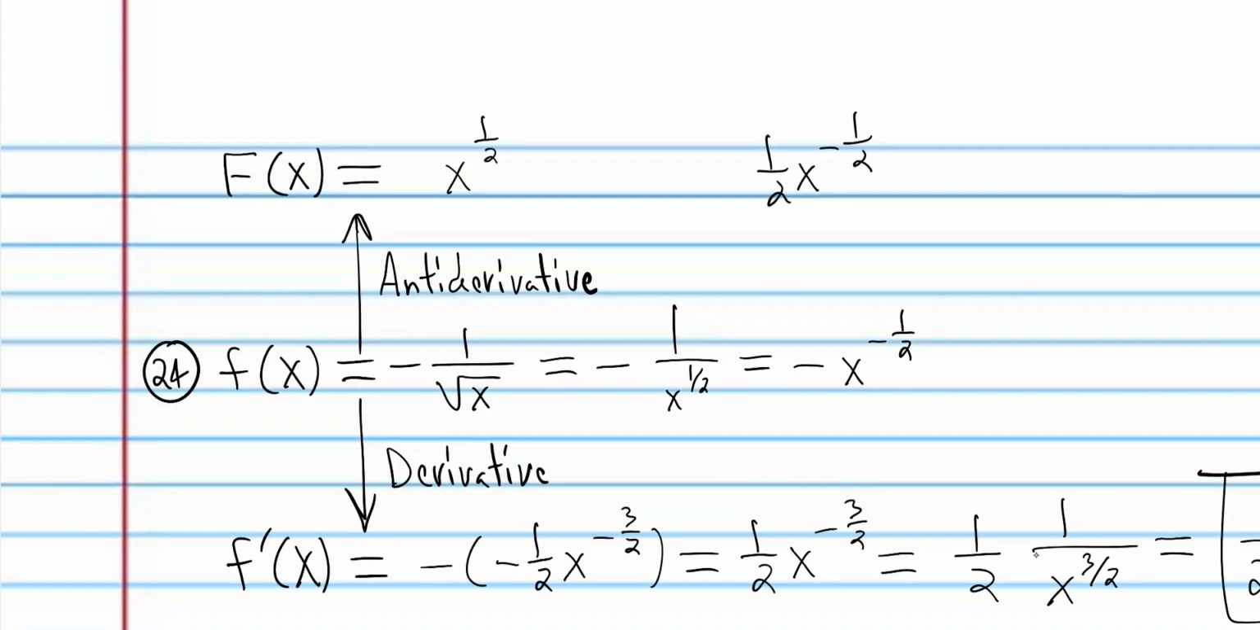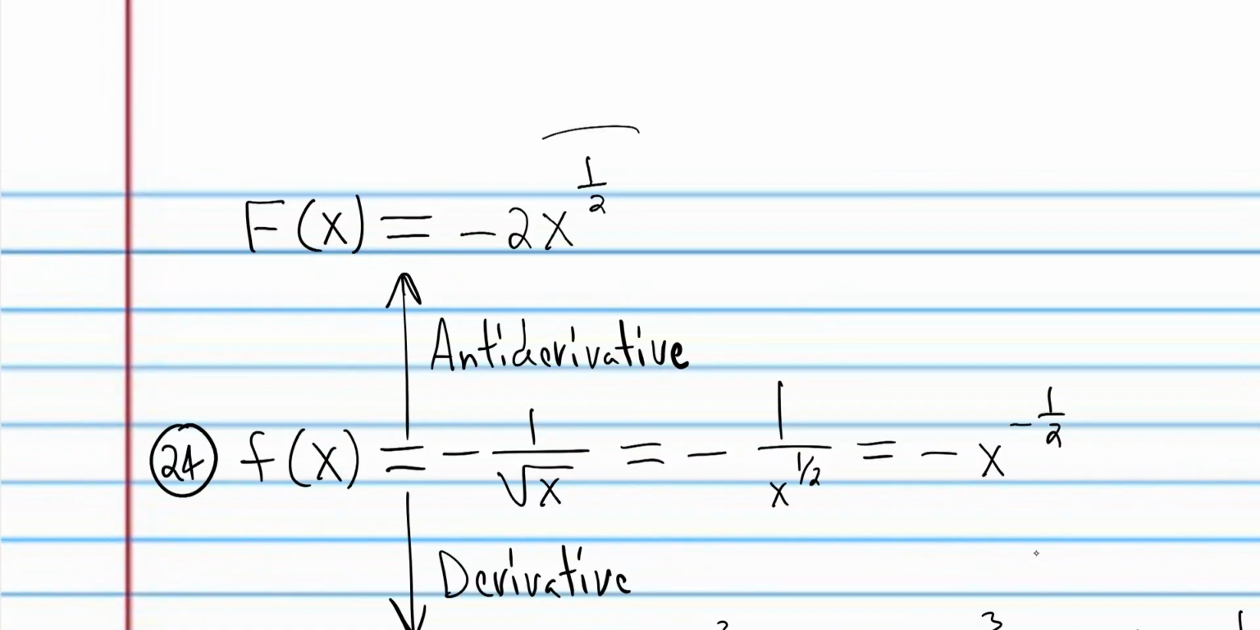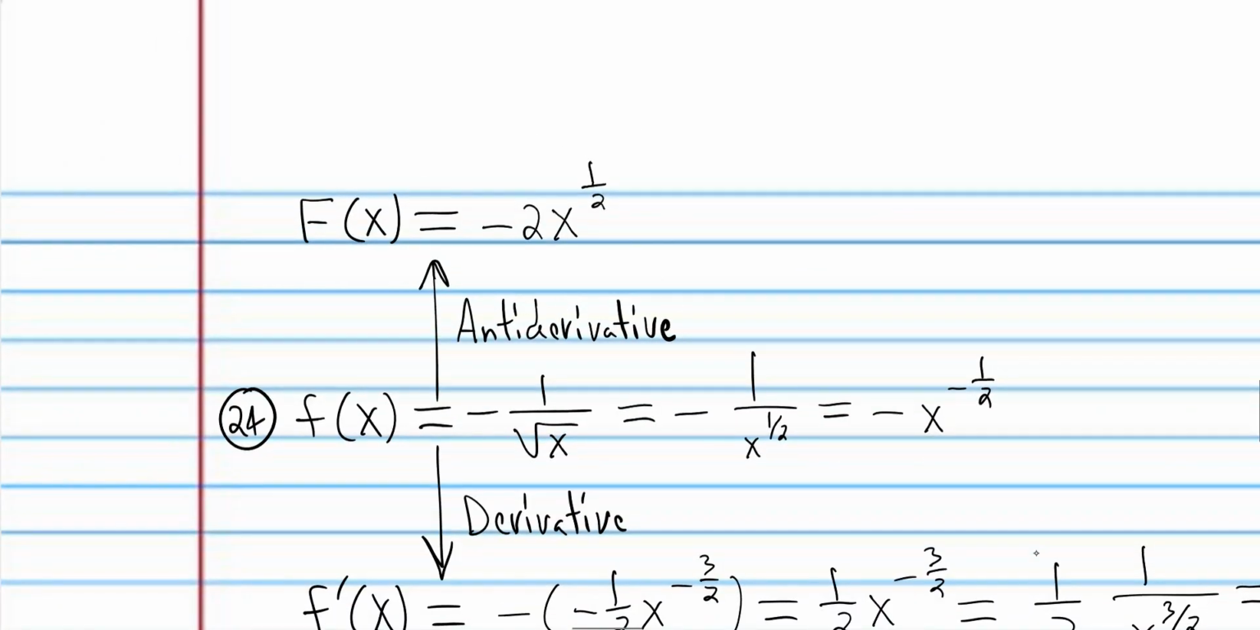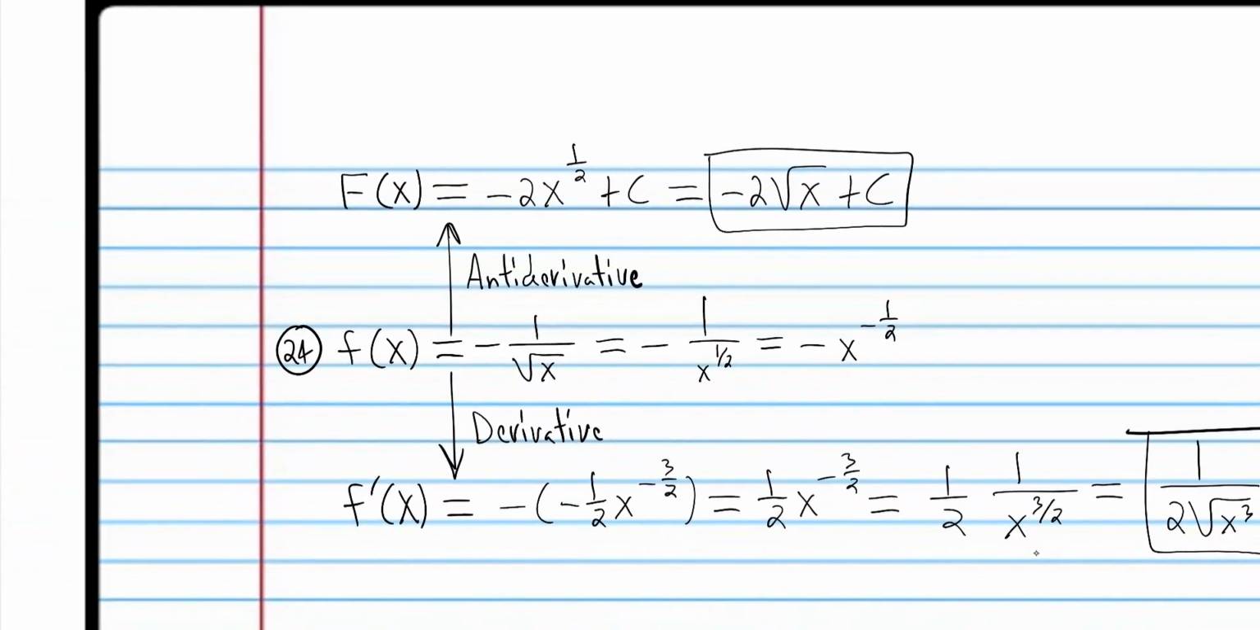So again, the question becomes, we know we're going to bring down the 1/2 and multiply. So 1/2 times what number is equal to negative 1? And that's going to be, of course, negative 2. Alright, so we get negative 2x to the 1/2, and we have to add a c value, obviously. But remember, we're not allowed to write our final answer with a negative exponent or a fraction exponent, so we have to change to root x.